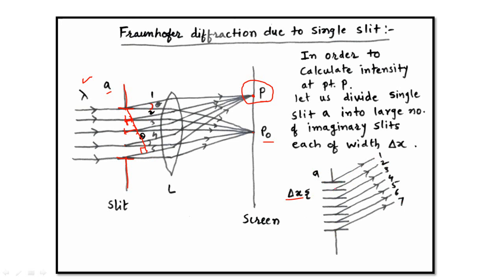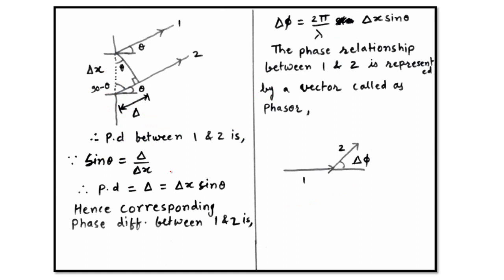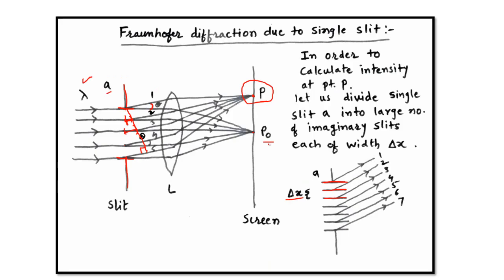We can imagine a system like ray 1 and ray 2. They are diffracted from top and bottom edge of this single slit whose width is delta x. Ray 2 and ray 3, they are diffracted from top and bottom edge of this single slit whose width is delta x, and so on.